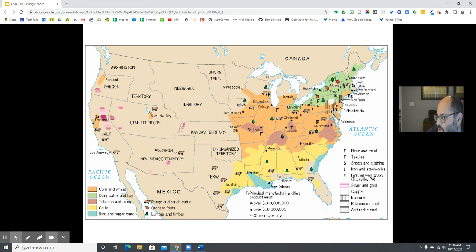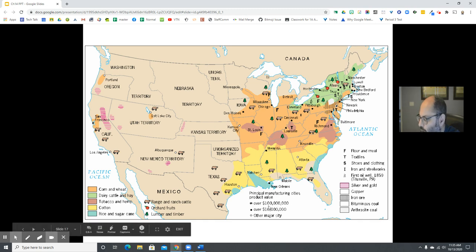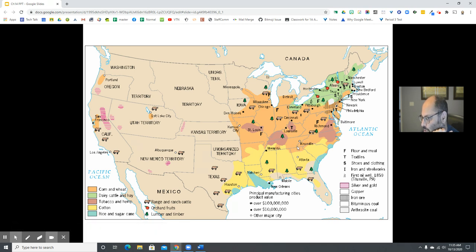And then this shows you this little dot over here, for principal manufacturing cities, product value. So if you've got a circle around the dot, you've got over 100 million. And then if you've got a dot, it's 10 million. So other major cities. If you look at the South, there's not really any cities that have a lot of industry going on. You do have some out into the upper South, let's say. You do get some there.